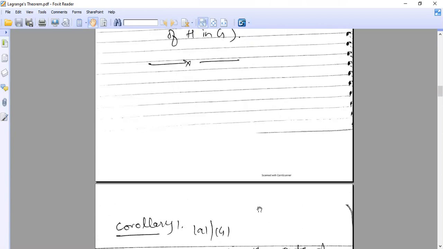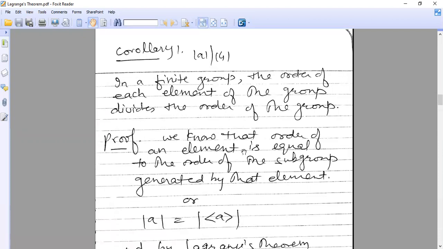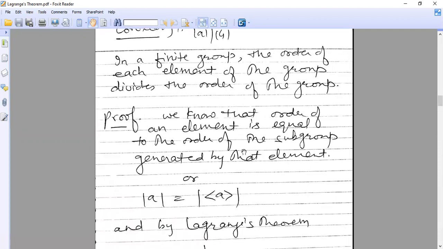Now there are some corollaries of Lagrange's theorem. This first corollary says that order of A divides order of G. This A is some element of the group. We are saying that the order of an element of the group divides the order of the group. In a finite group, the order of each element of the group divides the order of the group. Let us prove it by using Lagrange's theorem. So this is just a corollary, so it will be derived from Lagrange's theorem only. And Lagrange's theorem says that order of the subgroup divides order of the group.